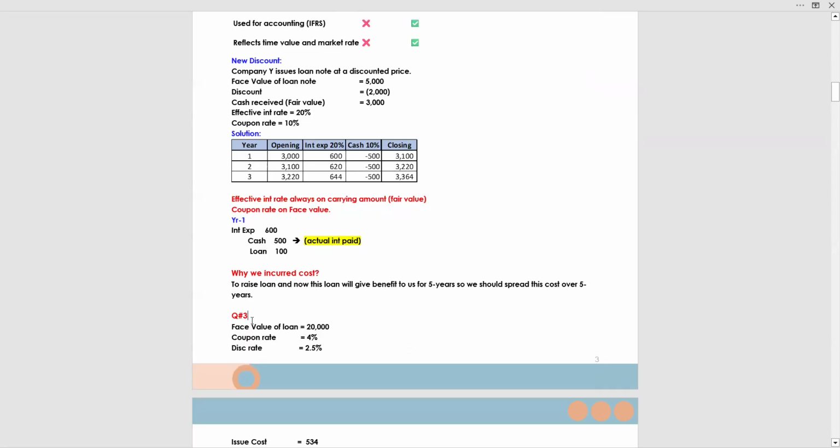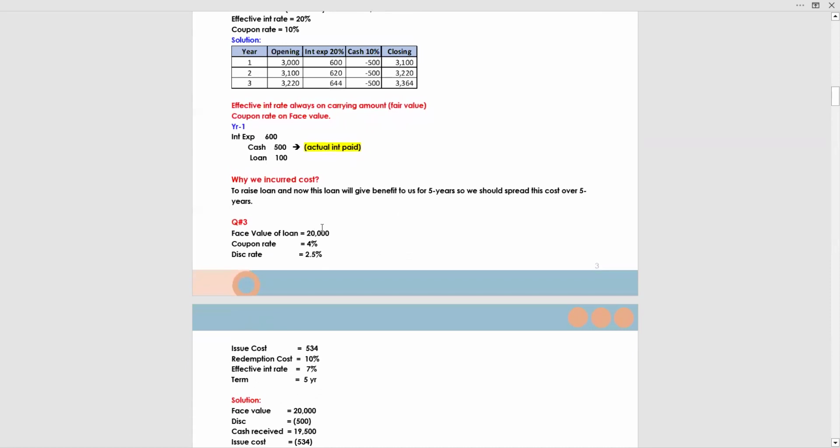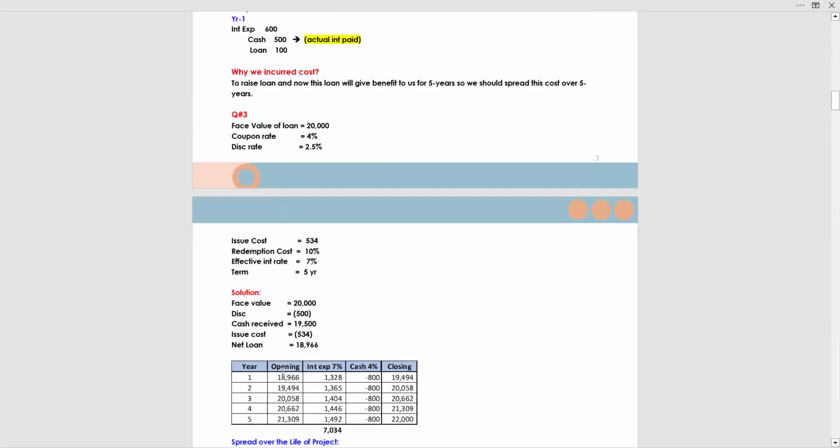Let's solve a question on this. Question number 3: face value of loan 20,000, coupon rate 4%, discount rate 2.5%. There is an addition of discount rate, issue cost, and redemption cost. Issue cost is 534, redemption cost equal to 10%, effective interest rate 7%, term 5 years. Oh my God, so many costs and discount rate, coupon rate.